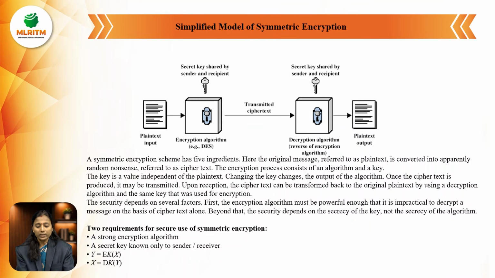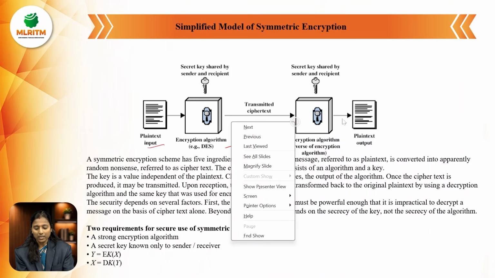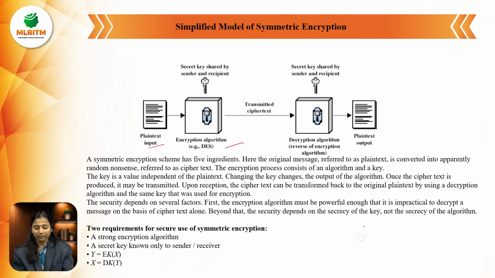Here, see how simplified symmetric encryption can be done. This is the plain text. It goes to the encryption algorithm. Then the ciphertext is transmitted. Then the key is given. Then the decryption algorithm, and it gives the plain text. Here the secret key is shared by the sender and the recipient.